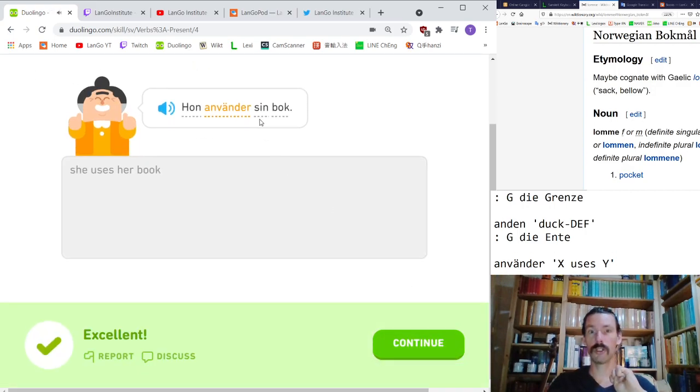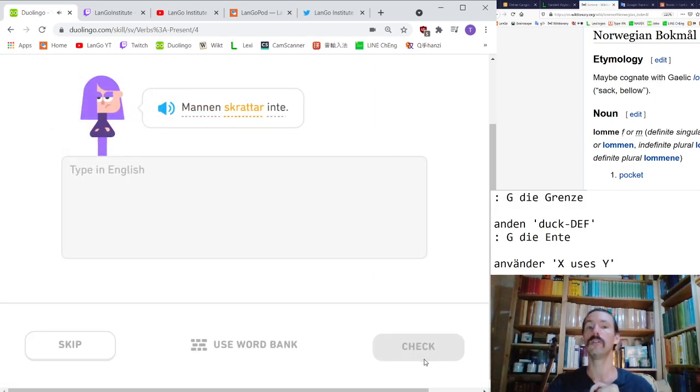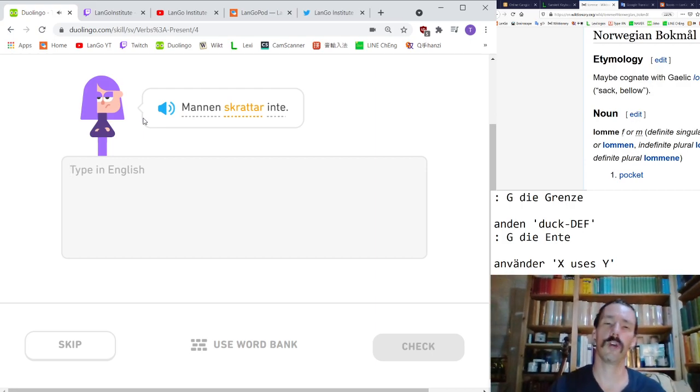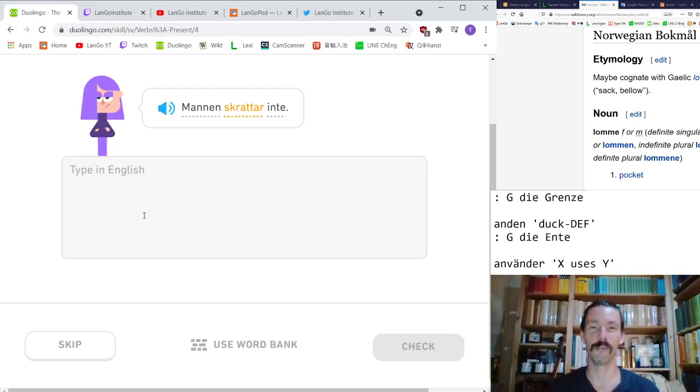So this sa to sha is really comparable to the Celtic mutation. Mannen skrattar inte. Dependent on the final segment of the governing word there. Mannen skrattar inte. Could mean right. Skrattar. Laugh. It's like scratch, but laugh. So the meaning is, the inte is the negative, not. The man laughs not, does not laugh. Or is not laughing. I don't know which is worse.